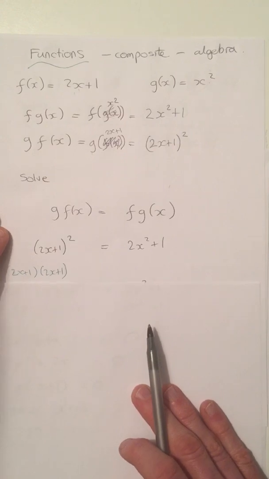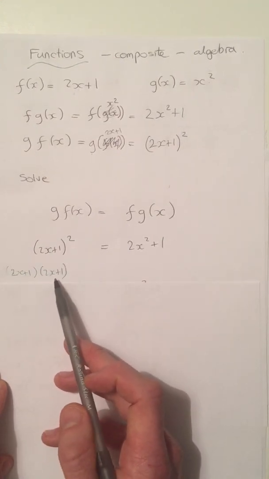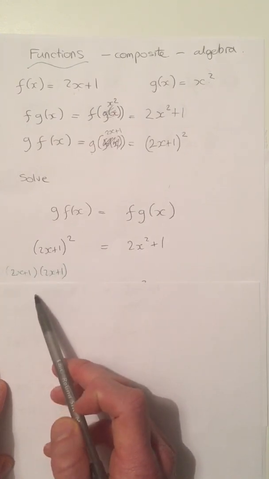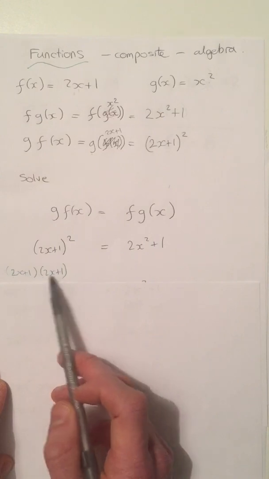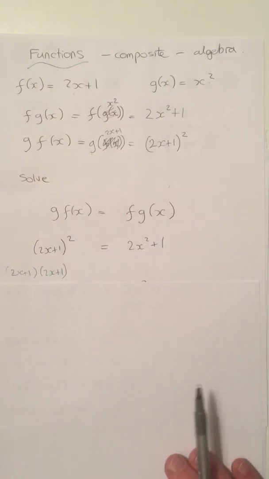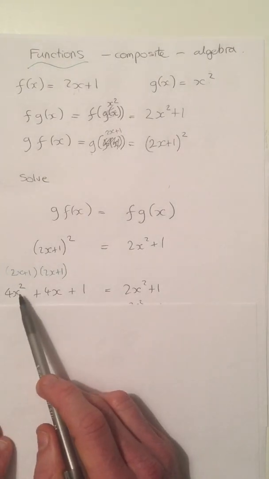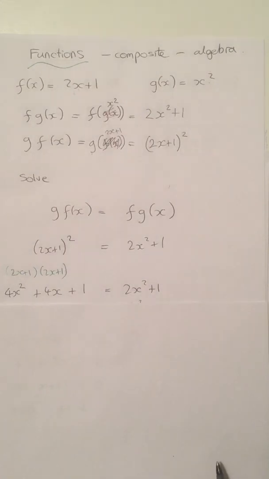Remember 2x plus 1 all squared means 2x plus 1 times 2x plus 1. So 2x times 2x is 4x squared. 2x times 1 is 2x. 1 times 2x is 2x. And 1 times 1 is 1. So I get the 4x squared plus the 2x plus the 2x plus the 1. The right hand side is just the same.